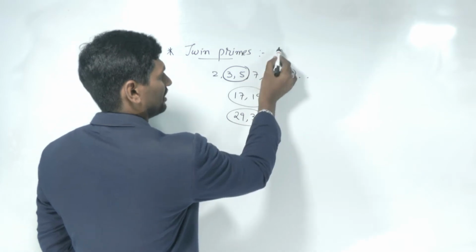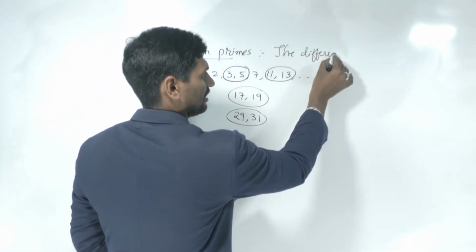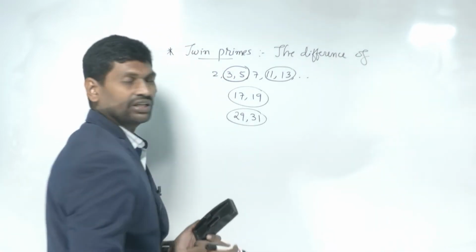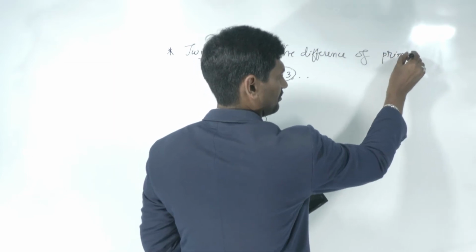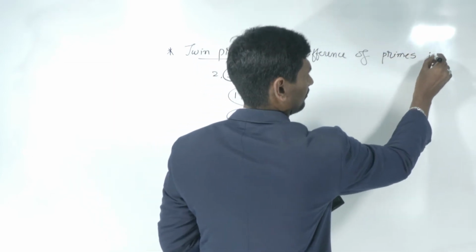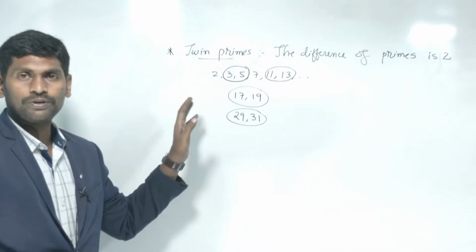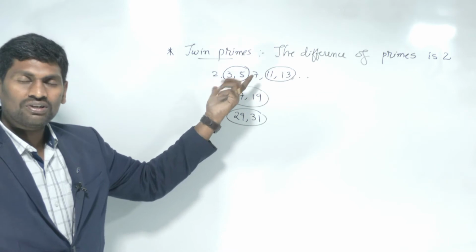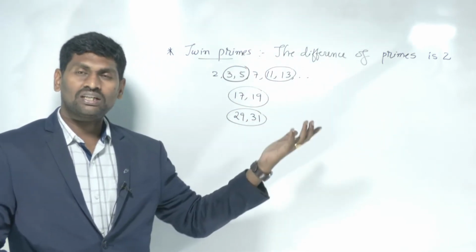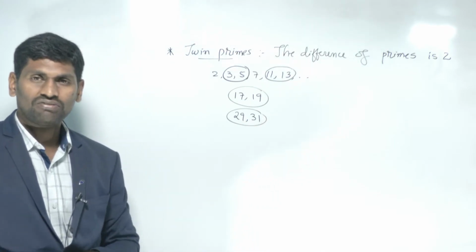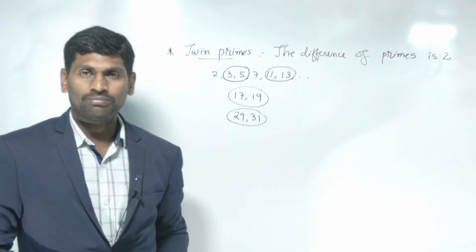So simply, the difference of primes is two. This type of primes are called twin primes. Example 3 and 5, 11 and 13, 17 and 19, 29 and 31. Like that it will go on. 41 and 43 also. So these are called a set of twin primes.